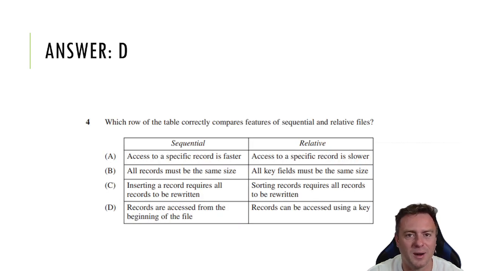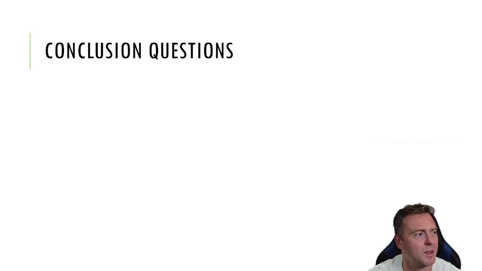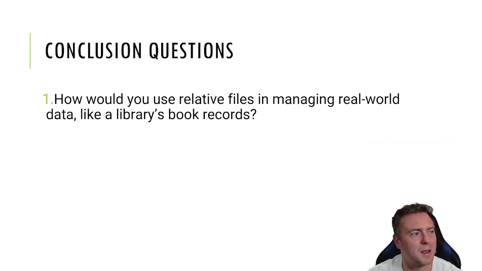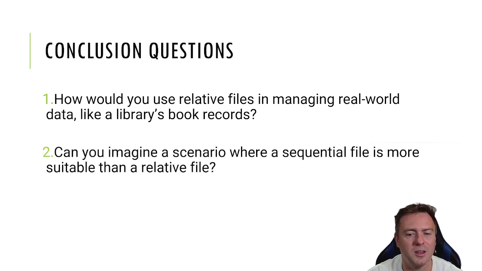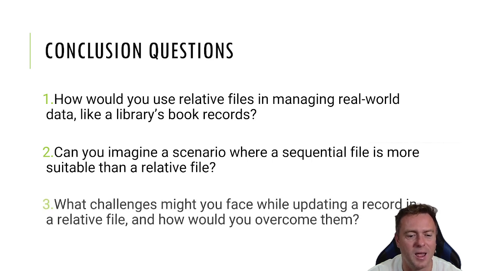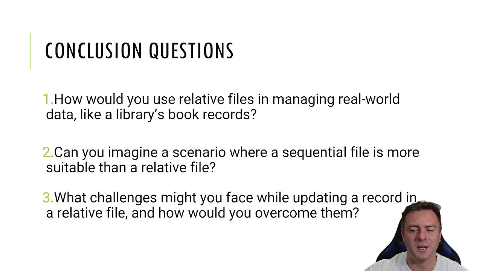Which row of the table correctly compares features of sequential and relative file? It's D. So records are accessed from the beginning of the file, and then relative records are accessed using a key. So some concluding questions to think about. How would you use relative files in managing real-world data, like a library's book records? Can you imagine a scenario where a sequential file is more suitable than a relative file? And then what challenges might you face while updating a record in a relative file, and how could you overcome that?